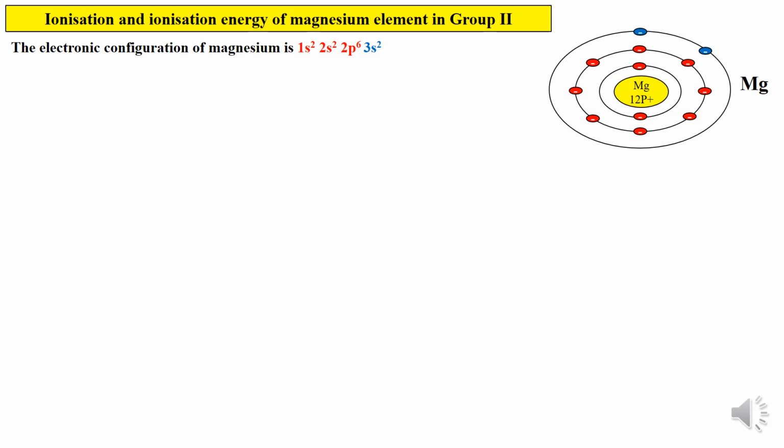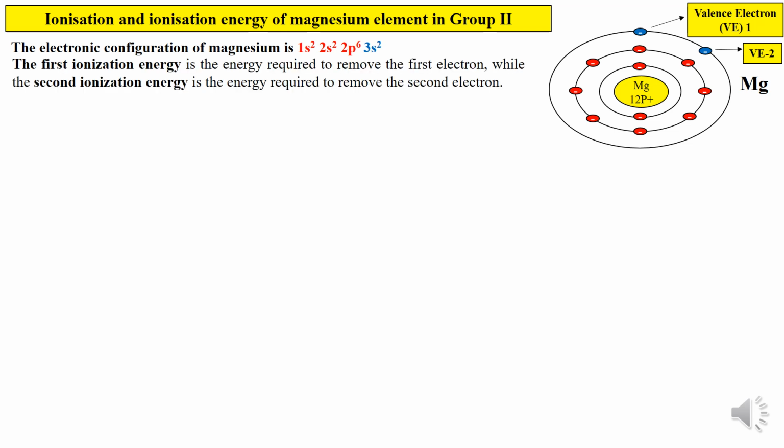Now coming to the group 2 element, I picked the magnesium element to explain the ionization concept. Electron configuration of magnesium is 1s2, 2s2, 2p6, 3s2. So magnesium has 2 valence electrons. First ionization energy is the energy required to remove the first valence electron, while the second ionization energy is the energy required to remove the second electron.